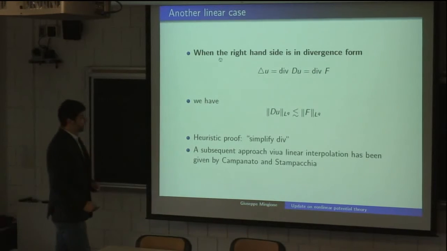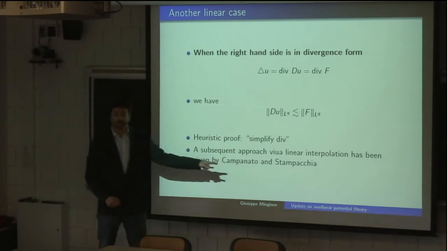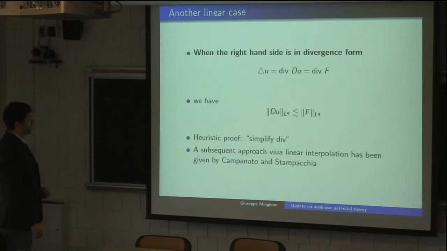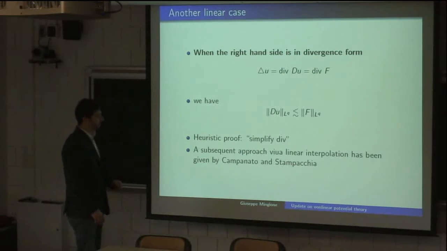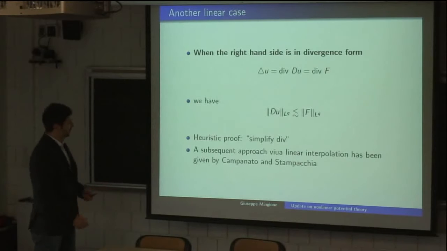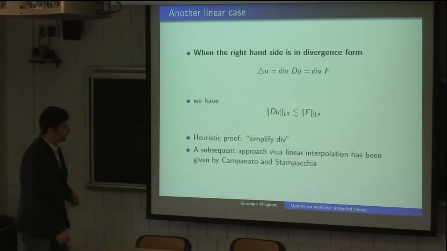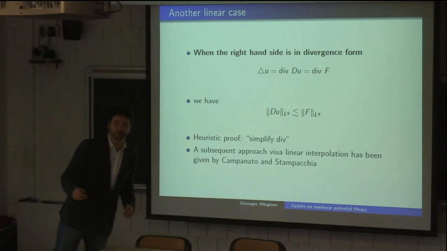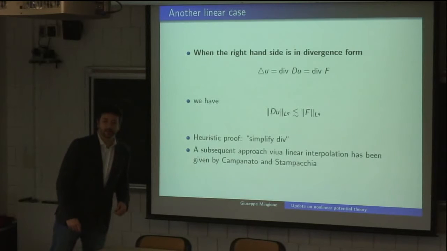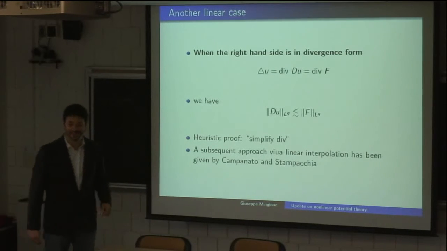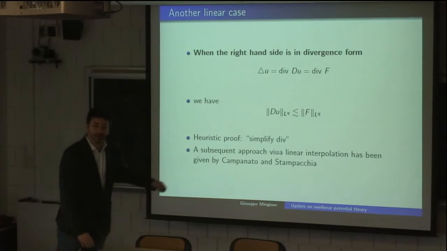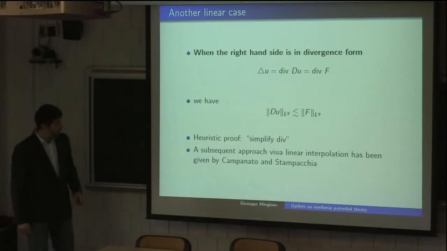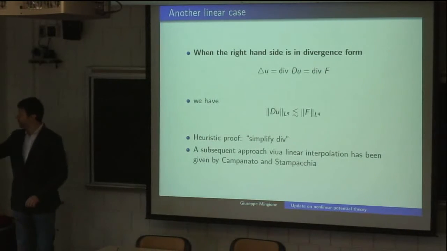A subsequent approach was found by Campanato and Stampacchia in the 60s, and it's an interpolation approach. This interpolation approach can also be extended to nonlinear settings and to some nonlinear degenerate operators. I think it's essentially a work of Lucio, at the beginning of the 70s, right? You had some nonlinear interpolation paper. But in the linear case, Campanato and Stampacchia gave another approach. It's interesting to see what the approach is here, because they do not consider this representation formula.